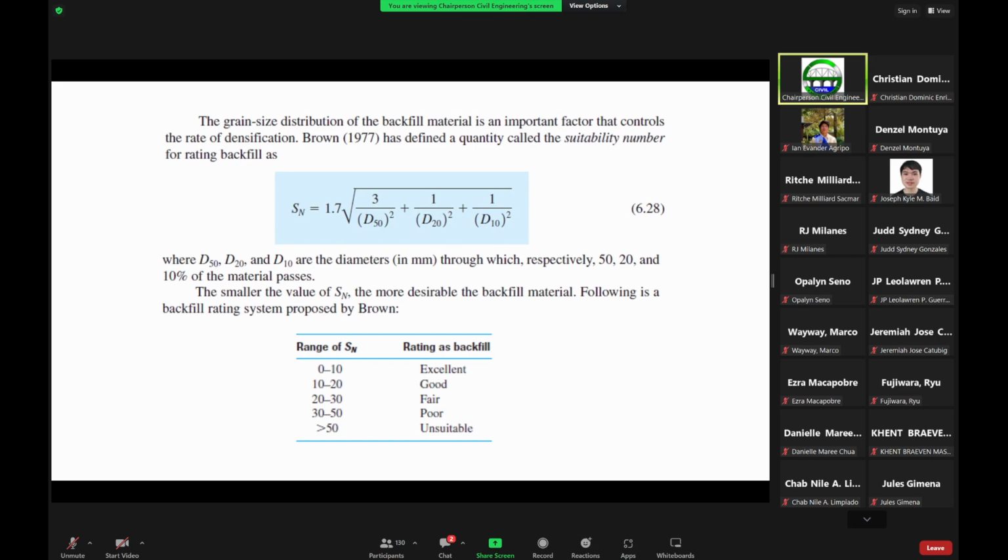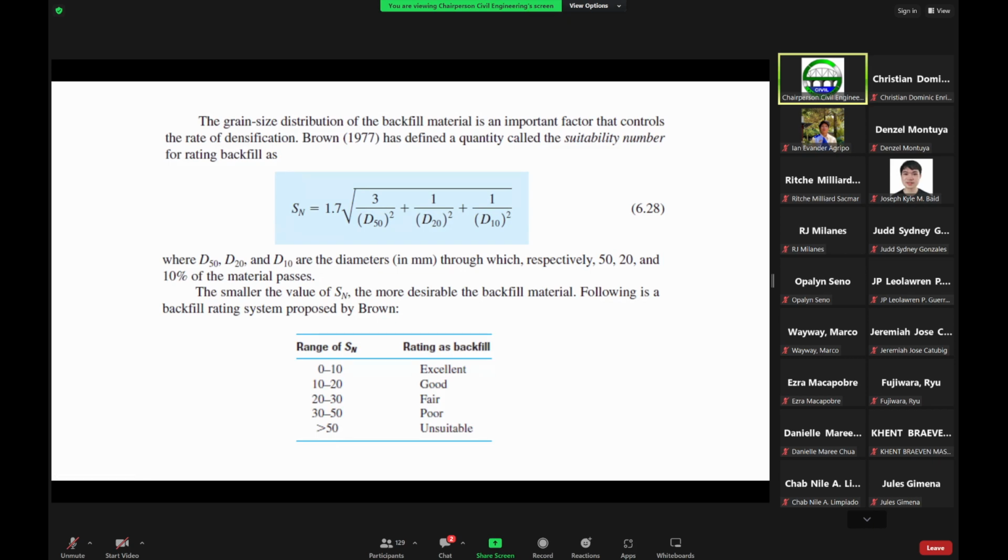That's S sub n, where S sub n is equal to this formula here, where you need the values for the D50, D20, and D10, which are the diameters in millimeters through which, respectively, 50, 20, and 10% of the material passes. So the smaller the value of the suitability number, the more desirable the backfill material, such as the ones provided here by Brown.